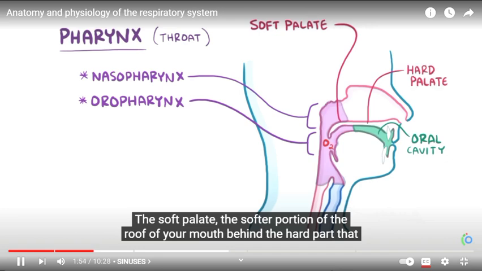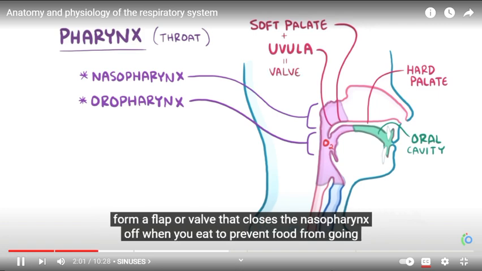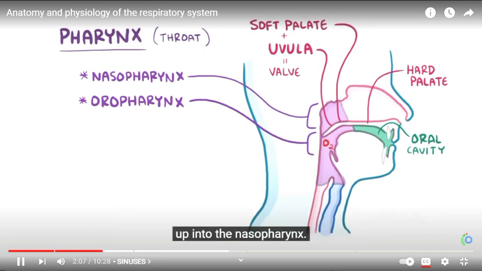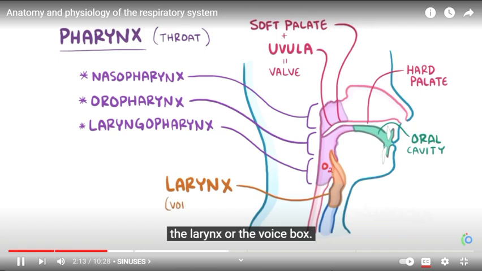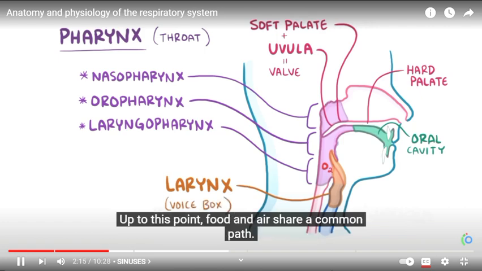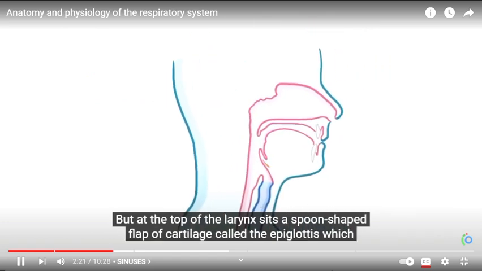The soft palate, that is the softer portion of the roof of your mouth behind the hard parts that you can feel with your tongue, and the pendulum-like uvula hanging at the end move together to form a flap or a valve that closes the nasopharynx off so that when you eat, it prevents food from going into the nasopharynx. Finally, there is the laryngopharynx. This is the part of the pharynx that continues with the larynx or the voice box. Up to this point, food and air share a common path.